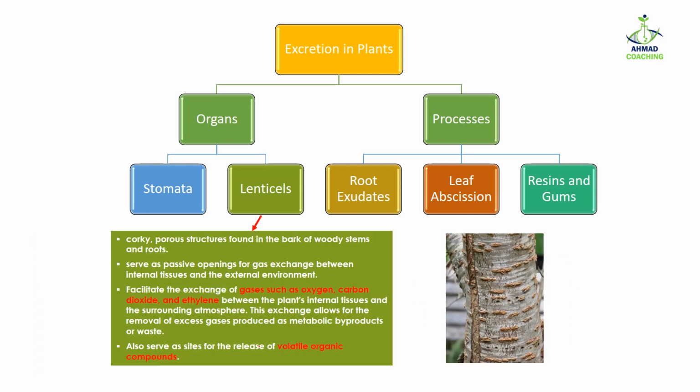The second organ which is involved in the process of excretion is lenticels. Lenticels are corky, porous structures which are found in the bark of woody stems and roots. Here you can see this is the bark of a tree, and this porous or corky structure here is known as lenticels. They are like scars which are present on the stem as well as on the roots. They serve as passive openings for gas exchange between internal tissues and the external environment.